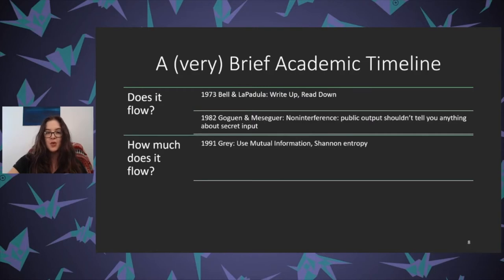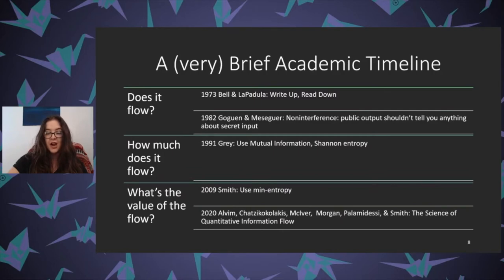Early attempts to answer this question relied on concepts borrowed from information theory, like mutual information and Shannon entropy. The problem was that these measurements didn't provide an operational significance. They didn't really reflect how vulnerable a secret was to a given attack. So in the 2000s, the argument was made that there are better measures, like min entropy, that reflect how vulnerable a secret is to a particular attack. And with measures like these, we're able to meaningfully compare systems.